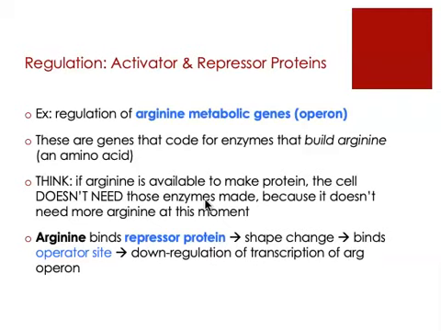It has arginine. So the way this works is the arginine itself is going to bind to a repressor protein. That's going to make the repressor protein change shape a little bit, and then it will be able to bind to the regulatory region of the arginine operon. It will bind to what's called the operator site. And when it does that, it will block the RNA polymerase enzyme from binding to the promoter. So it will downregulate the transcription of the arginine operon.